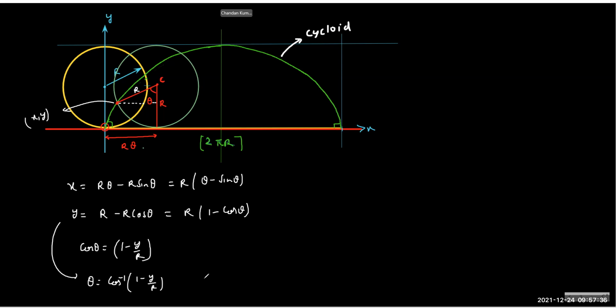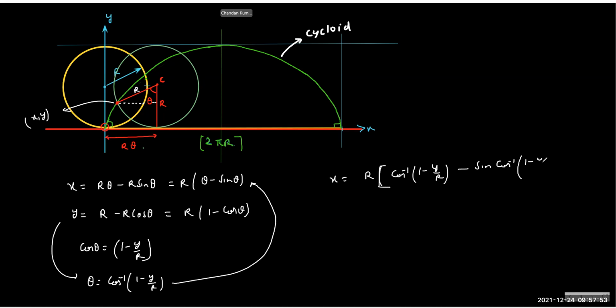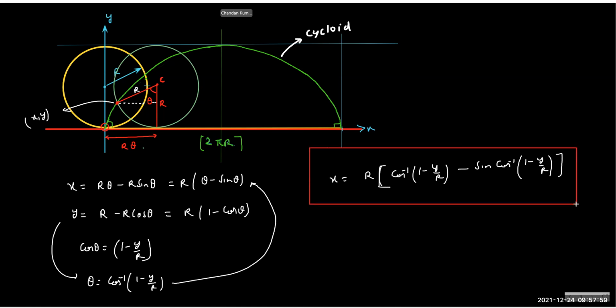And now let me substitute this value in here. So this looks like x equals r cos inverse of 1 minus y by r. This is dangerous. Minus sine of cos inverse. Now this kind of equation you must not have seen in your life, the relation of y and x. But this is the equation of some graph. So this is the equation of cycloid.